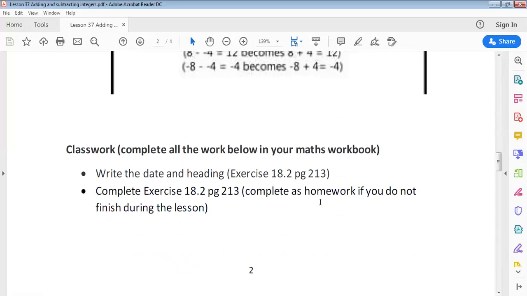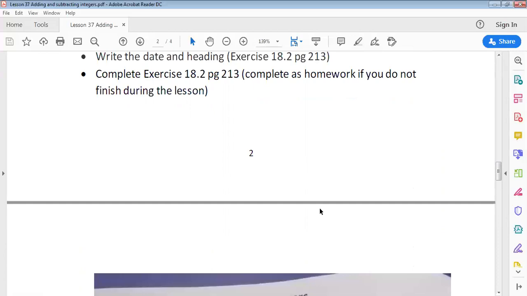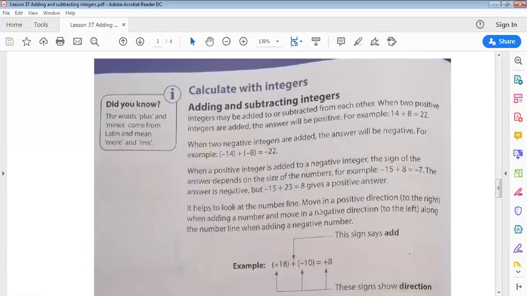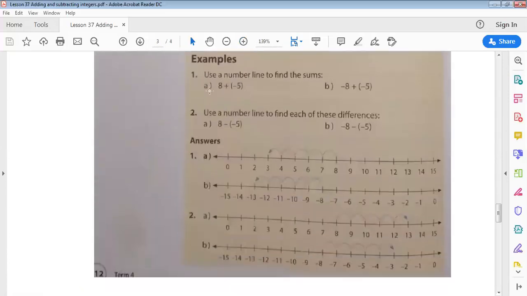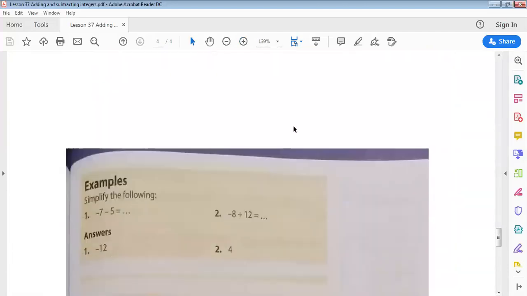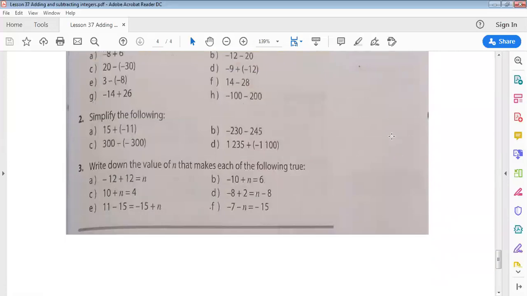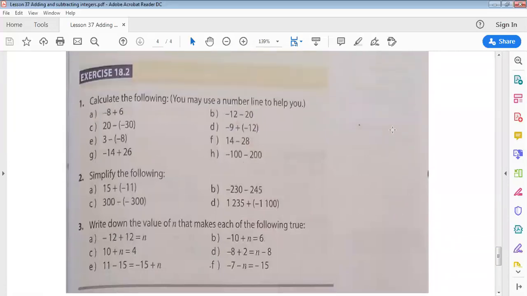Right, the classwork that you need to do now is to complete exercise 18.2 once you have read through the notes yourself. 18.2 on page 230. So first read the notes in the textbook, addition and subtraction of integers. Look at the examples. We use a number line to find the sums. And then complete exercise 18.2. Whatever you are unable to complete, during the next lesson you will complete as homework.